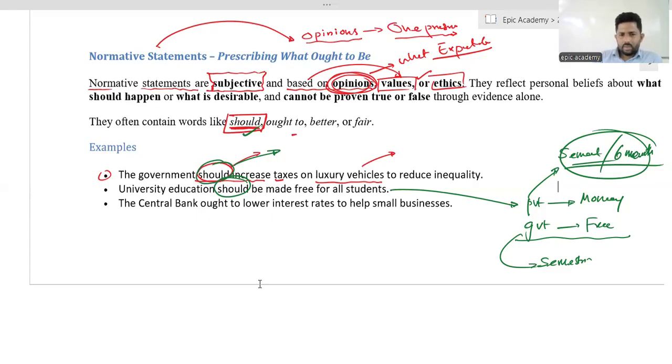But there may be some reasonable payment for international students in the European continent, I mean Germany. But in the situation of government education, it is free, right? So that's the meaning of a normative statement. A normative statement always describes what the person creating the statement expects.